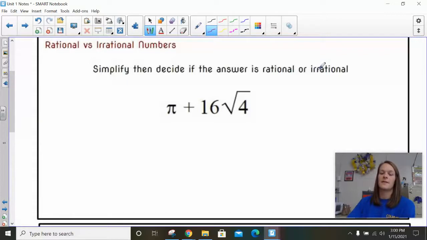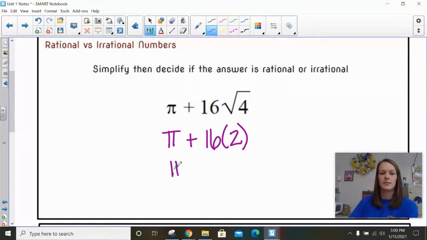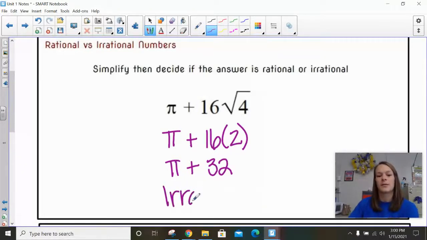Let's look at example 3. Simplify and decide if this is rational or irrational. Pi stays pi. You can't do anything with that. Plus the square root of 4, which is 2, so I'm going to multiply that times 16 to get 32. Pi plus 32. You can't actually add those together. Pi is irrational, and so this final answer would also be irrational.